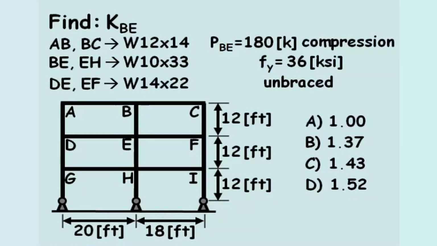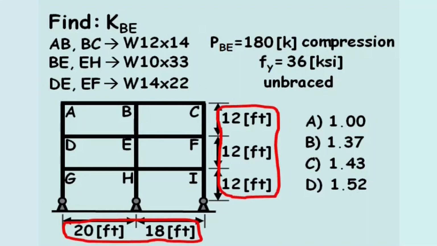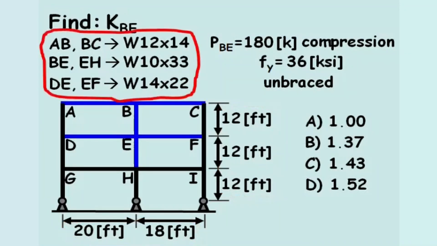Find the effective length factor K for column BE. In this problem, a three-story structure experiences a compression load of 180 kips in member BE. The lengths of all columns and girders are provided, as well as the exact I-beam type for 6 of those steel members.